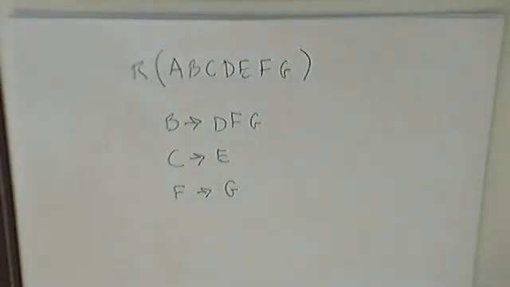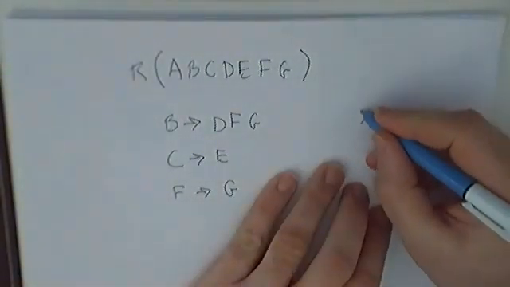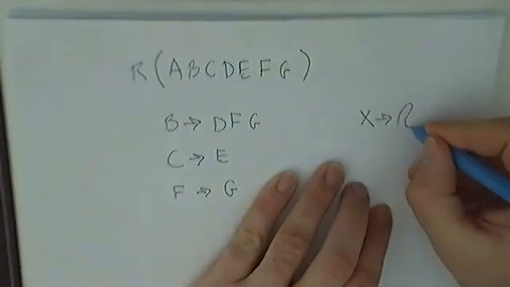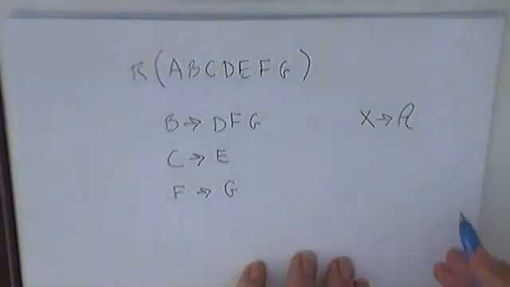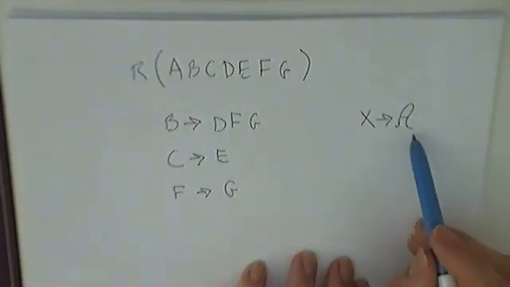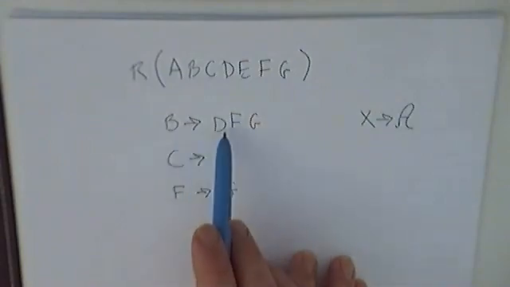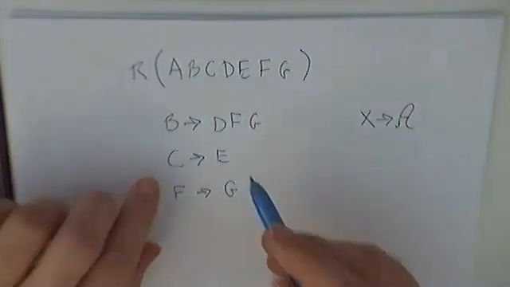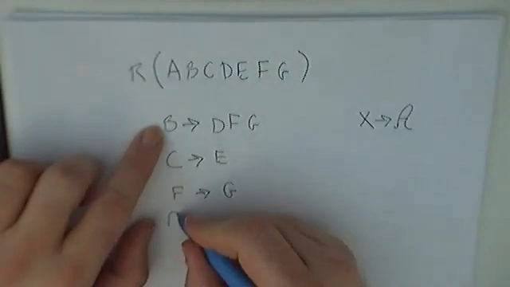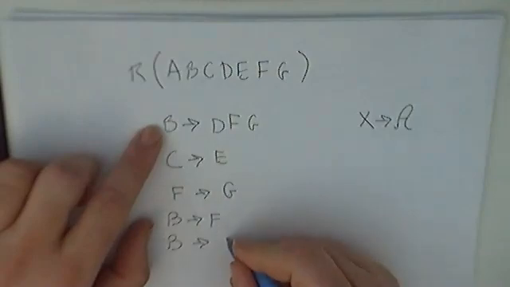All right, so the first thing we're going to do: that's a single attribute, that's good. Things are going to be of the form X goes to script A, a single attribute. This functional dependency is in that form. That one is too. This one, however, is not. So let's bust this one up and say B goes to F and B goes to G.